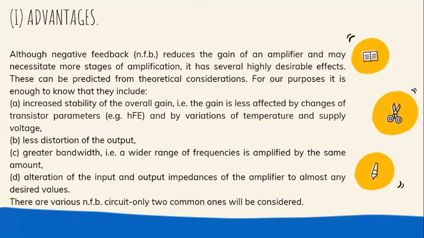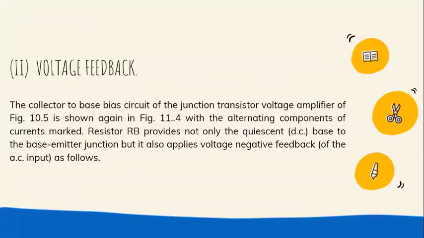Next one. Two, voltage feedback. The collector to base bias circuit of the junction transistor voltage amplifier of Fig 10.5 is shown again in Fig 11.4 with the alternating components of current marked. Resistor RB provides not only the quiescent or DC base current to the base emitter junction, but it also applies the voltage negative feedback of the AC input as follows. Next, please.